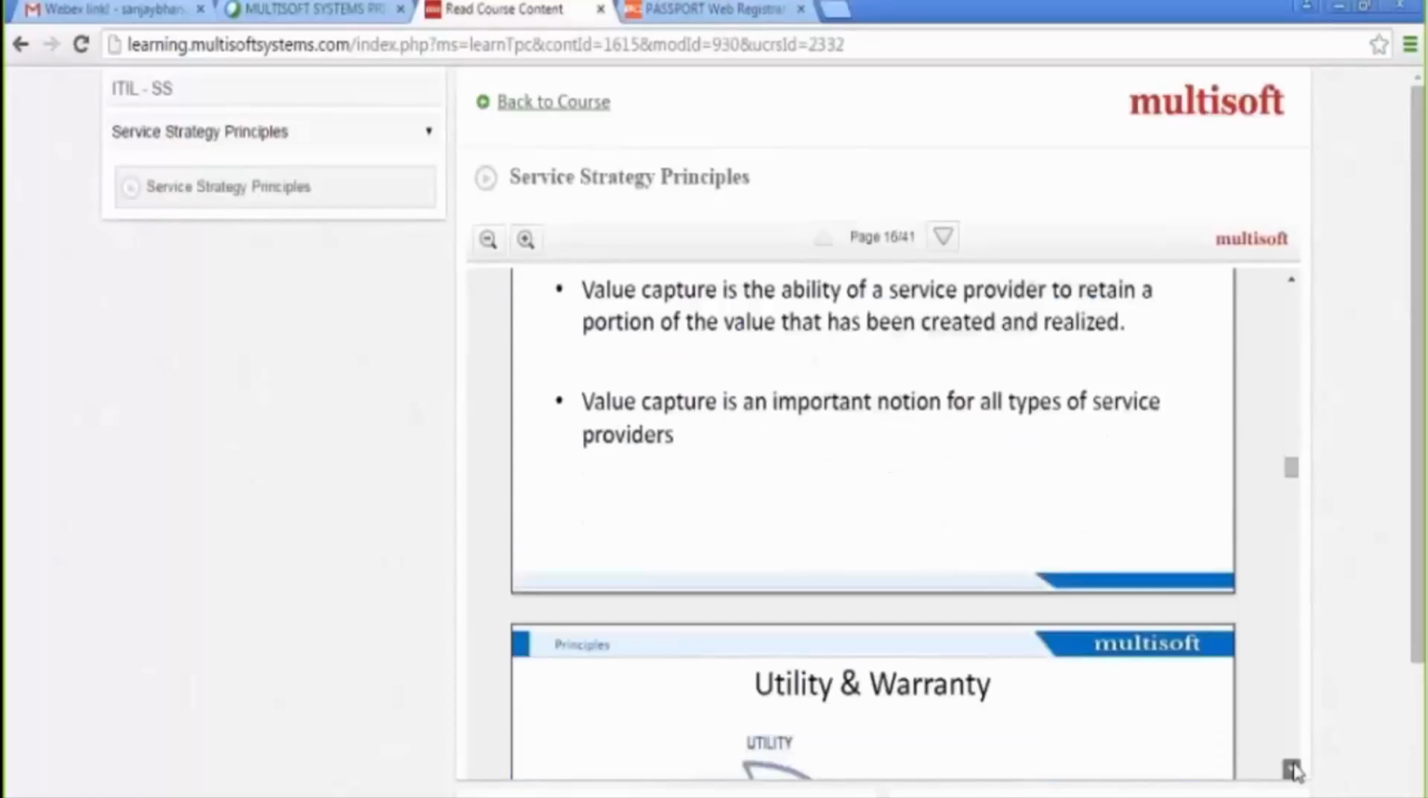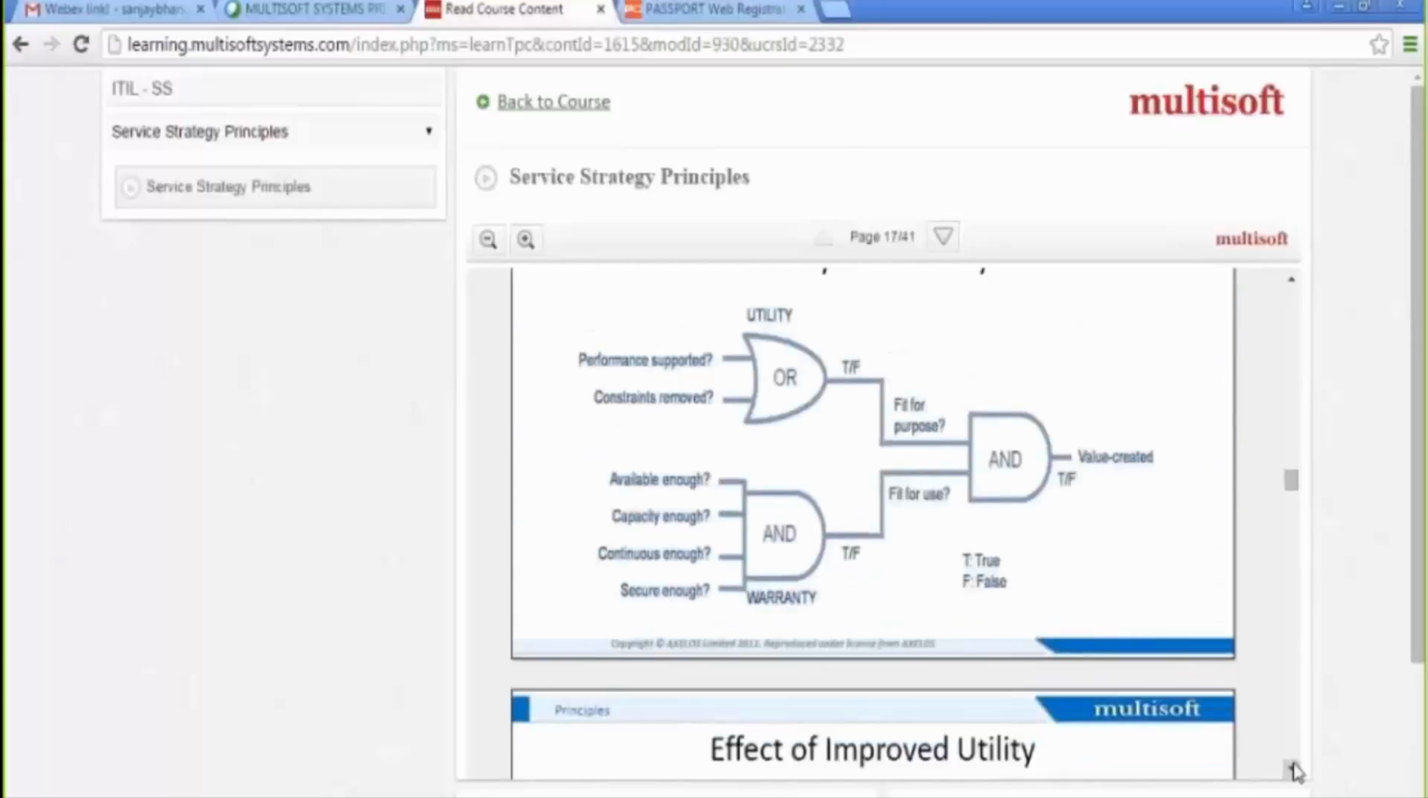We did. Then the utility and warranty. These are the main parts of the value. Utility is what the customer is getting, and this is fit for purpose. This is also called usefulness. And the warranty, the second part, is called the assurance for usefulness, and this is fit for use. And this is value created: utility plus warranty.